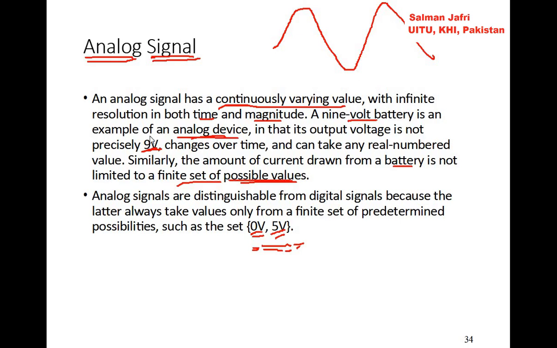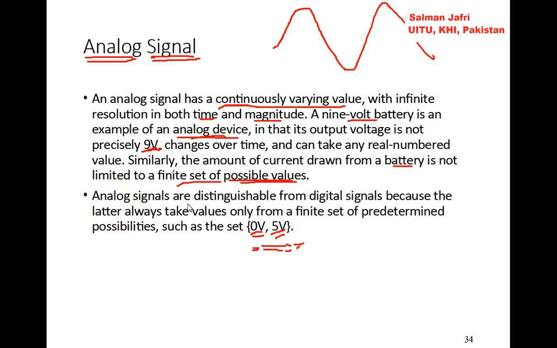A 9-volt battery is an example of an analog device in which its output voltage is not precisely 9 volts, it changes over time, right? So if you apply load to a 9-volt battery, the voltage is going to be changing, and it can take any real-numbered value, right? Similarly, the amount of current drawn from a battery is not limited to a finite set of possible values.